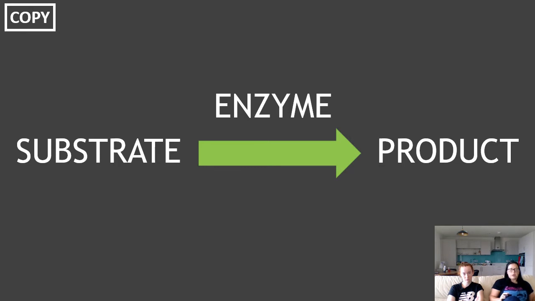Okay, this diagram here is just the general format for an enzyme reaction. So it's a basic template for if you have an enzyme reaction, this is how you write it. You put the name of the enzyme above the arrow, you put the substrate on the left, you put the product on the right.